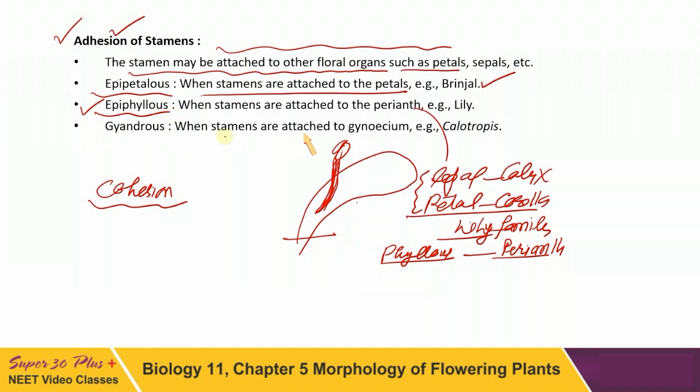When the stamens are attached to the gynoecium, as is found in the case of Calotropis, that condition is known as gynandrous. Is it right? Come to the next now.